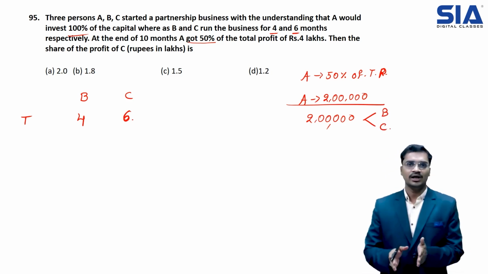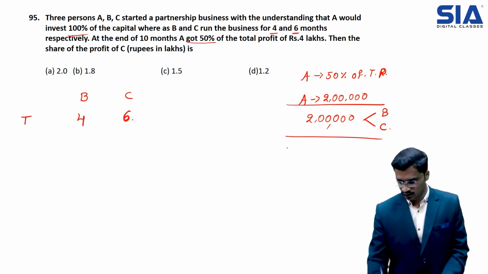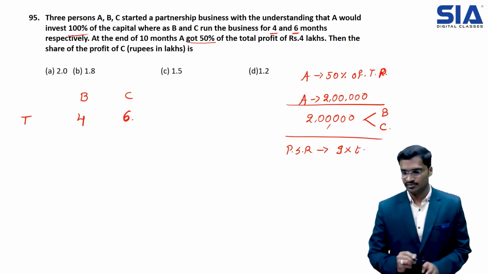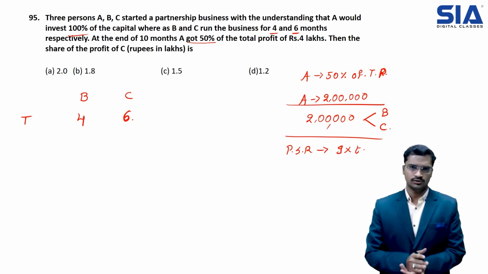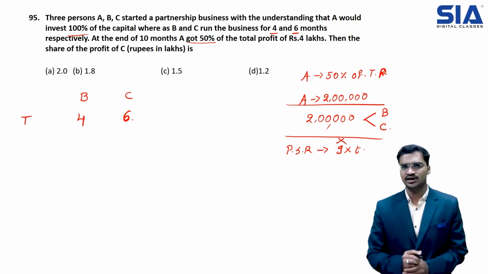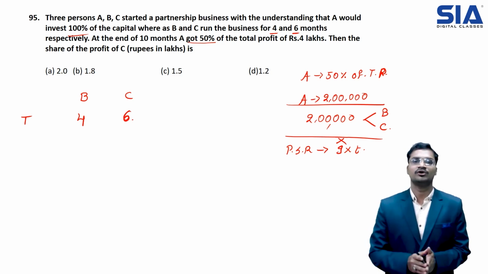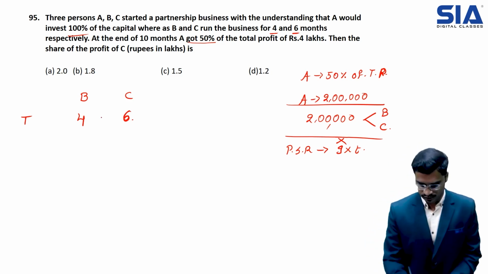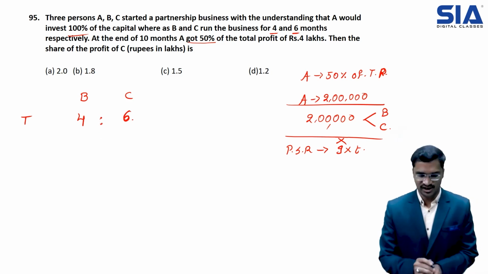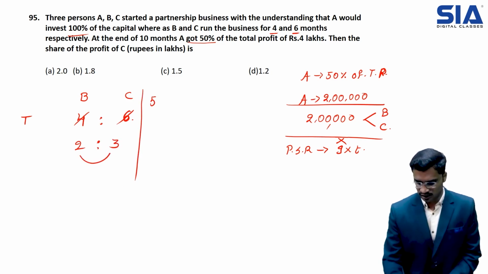Now we have learned that the profit sharing ratio is nothing but investment multiplied by time. But in this question, the investments of B and C are nil. So the investment factor here is not available. So in what ratio should we divide our profit? We have to divide the profit in the time ratio. So the time ratio of B and C is 4 to 6, which is 2 2s are 4, 2 3s are 6. So there are a total of 5 ratios.